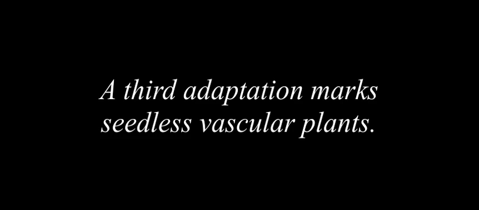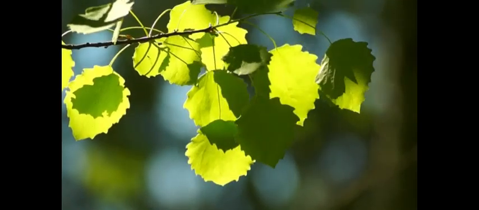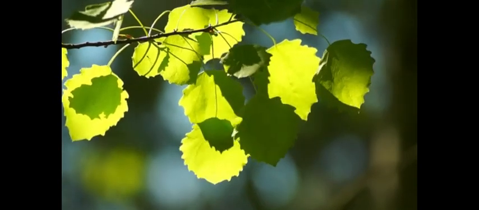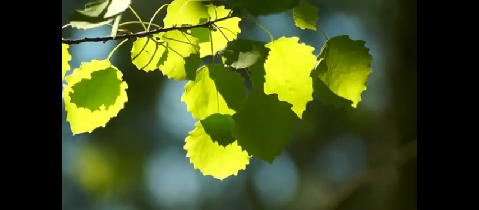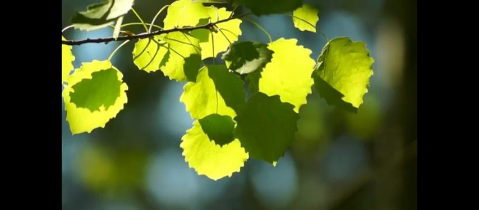Leaves, sporophylls, and strobili. A third adaptation marks seedless vascular plants. Accompanying the prominence of the sporophyte and the development of vascular tissue, the appearance of true leaves improved photosynthetic efficiency. Leaves captured more sunlight with their increased surface area. In addition to photosynthesis, leaves play another role in the life of the plants.